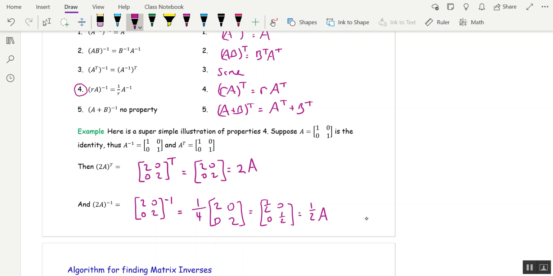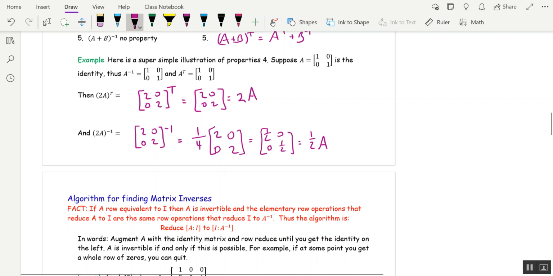Okay, so that property is different for transpose and for inverse. So just keep that in mind. The rest are the same.